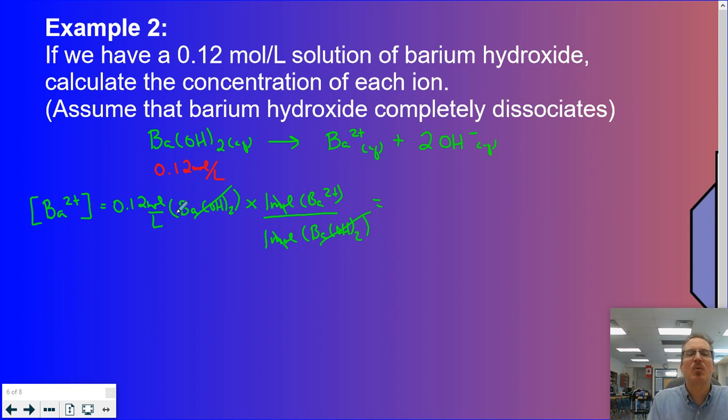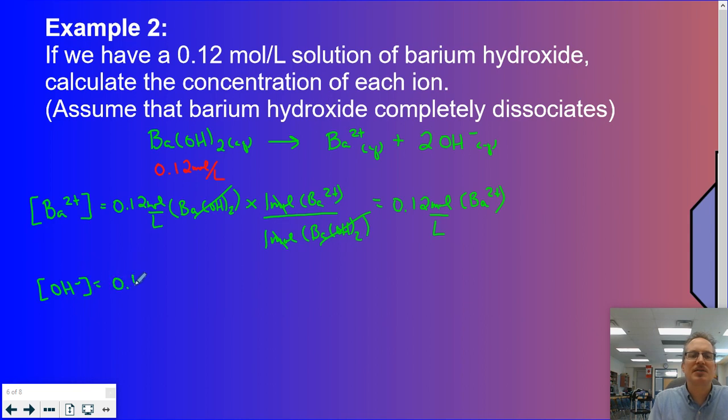And we're going to take 0.12 moles per liter, times it by 1, and divide it by 1. And no surprise here, the number is going to stay the same in moles per liter, the only unit we have left. And this is for Ba2 positive. Let's start again. And this time we're going to find hydroxide ion.